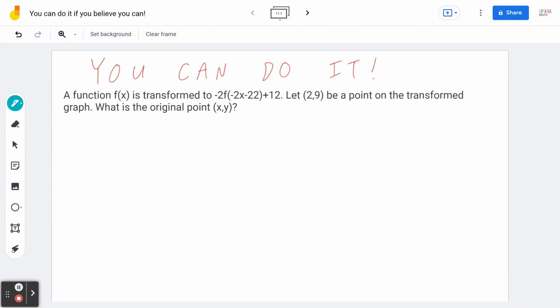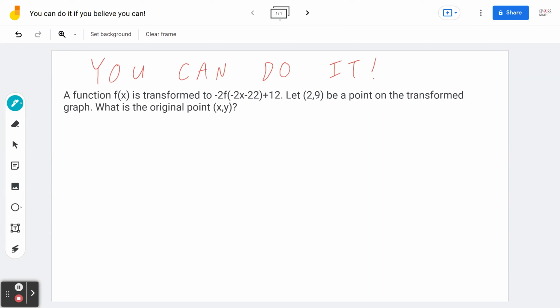A function f of x is transformed to negative 2 times f, open bracket, negative 2x minus 22 close bracket, plus 12. Let (2, 9) be a point on the transformed graph. What is the original point (x, y)?